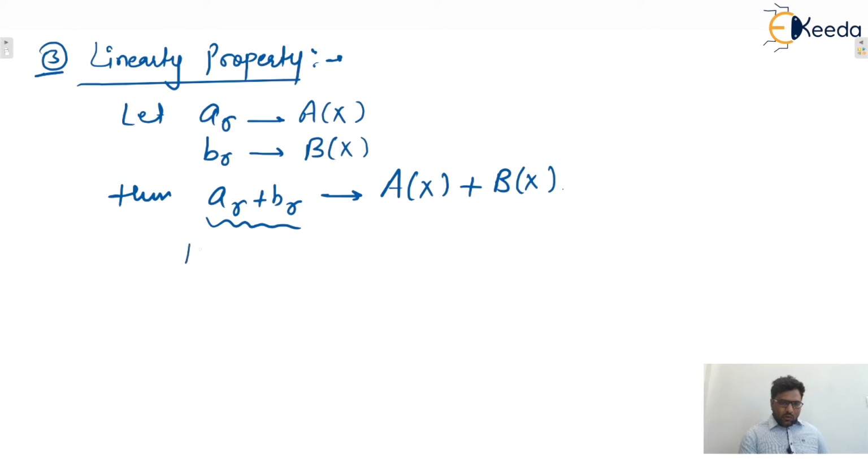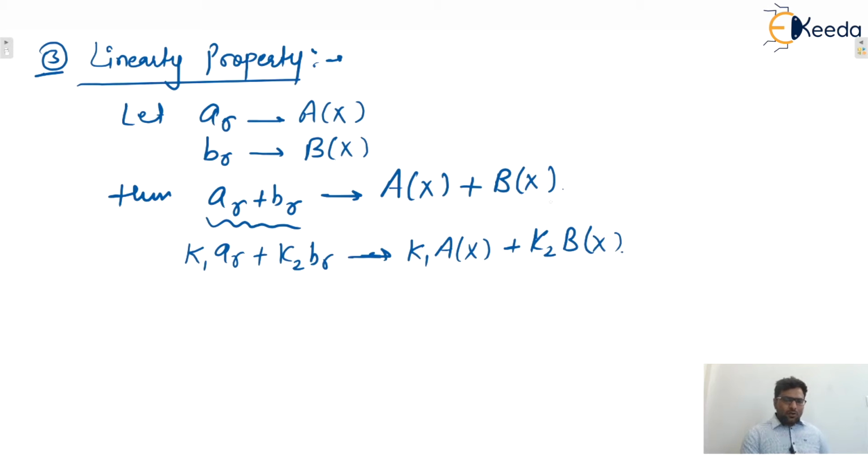Similarly, if this is multiplied with any constant, K1 a_r plus K2 b_r, then it becomes what? We already saw in the first property that the generating function A(x) will also be multiplied with K1, and B(x) will also be multiplied with K2. So based on this property, this is very, very important. We'll see some questions, and after that you will see what the use of this property is.